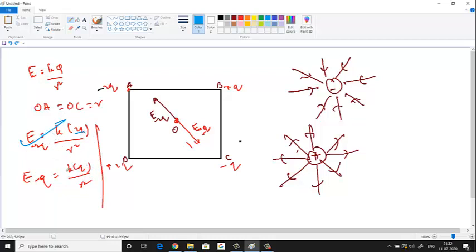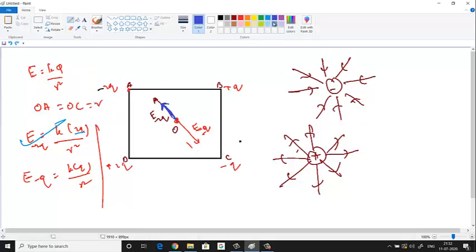So if you subtract these two, upper minus lower, E due to minus 2q and minus q, the net vector will be in the direction of minus 2q. This is the net vector. Let me show the net vector with blue color. This is going to be the net vector for minus 2q and minus q.